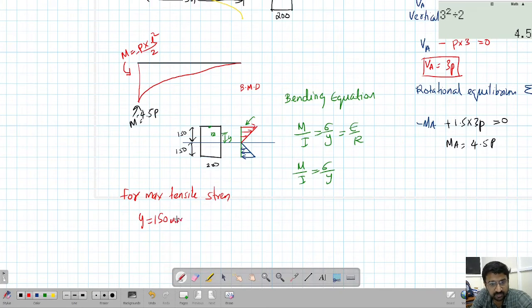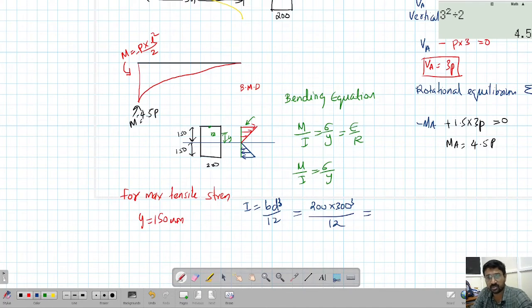But let's say this is the max value of y. Sigma is also already given, so we'll just substitute values. Now what is the value of I? We have to find I equal to BD cube by 12. It is the I value about the neutral axis. So B is 200, D is 300, cube upon 12.